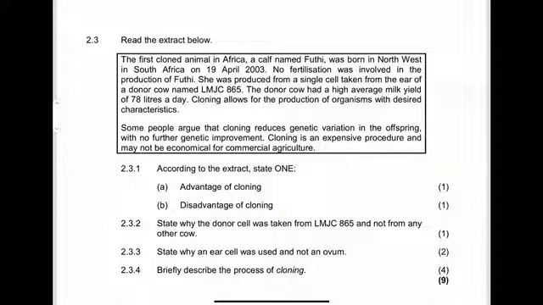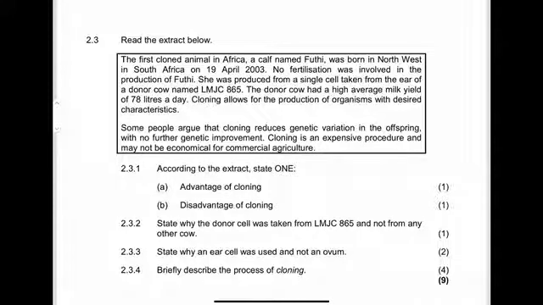2.3 is a question about cloning. So we have the first cloned animal in Africa, the calf named Futi. No fertilization involved in her production. She was produced from a single cell taken from the ear of donor cow LMJC 865. LMJC 865 has a high average milk yield. She's able to produce 78 liters of milk a day. And then there's some basic other information.